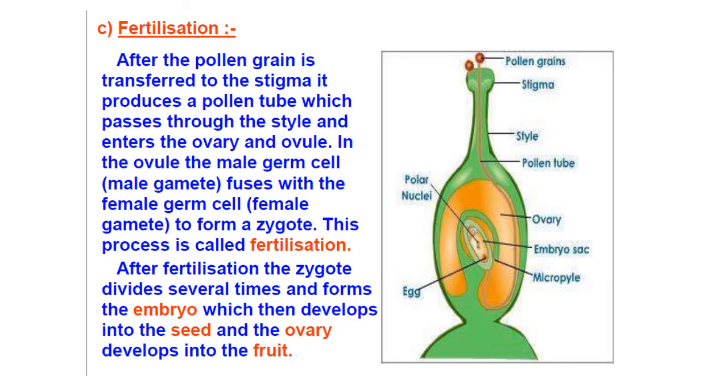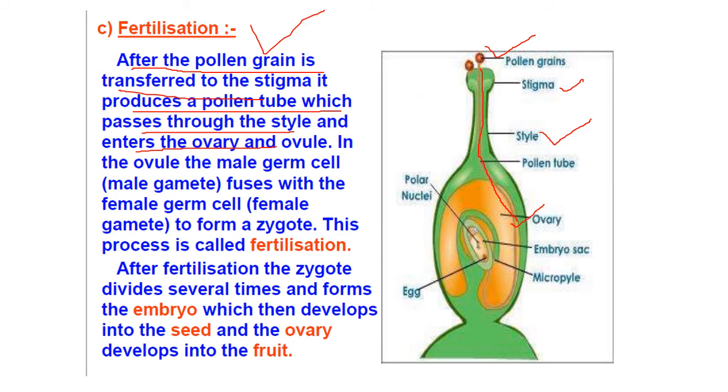After the transfer of the pollen grains, the next process is fertilization. So what actually happens in fertilization? After the pollen grain is transferred to the stigma, it produces a pollen tube which passes through the style and enters the ovary and the ovule. Whenever the pollen grains land here, automatically it produces a tube. Can you see this line? It passes through the style. This is the stigma, style, and the next part is the ovary. It comes to the ovary, and inside the ovary there is the ovule.